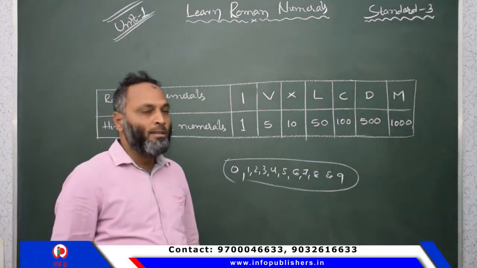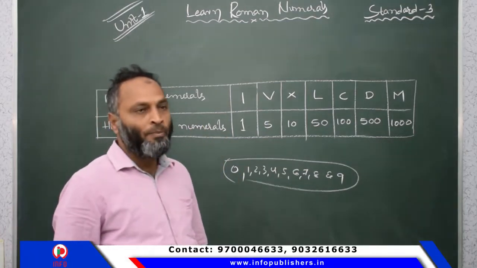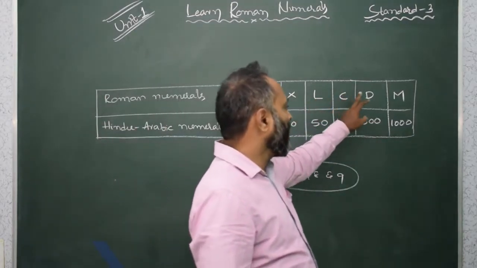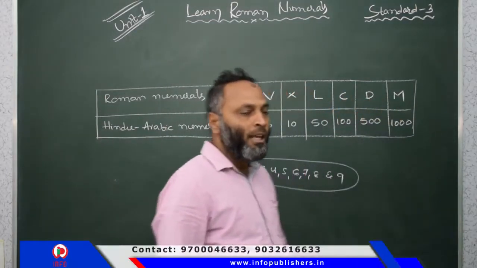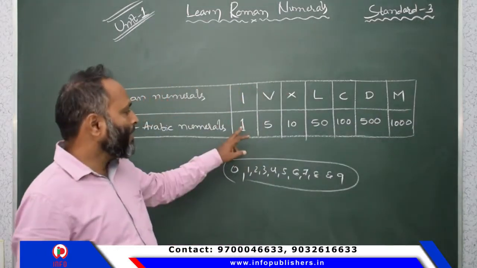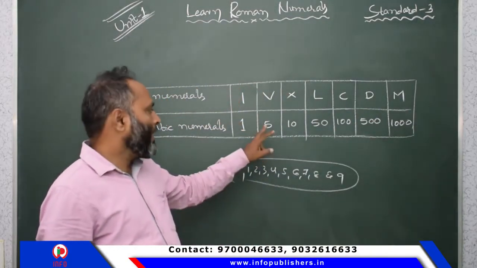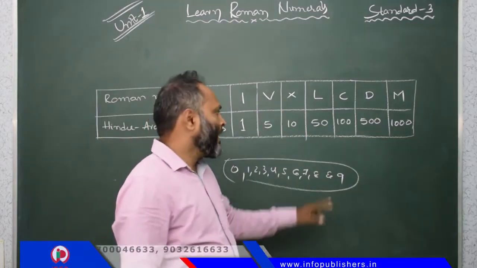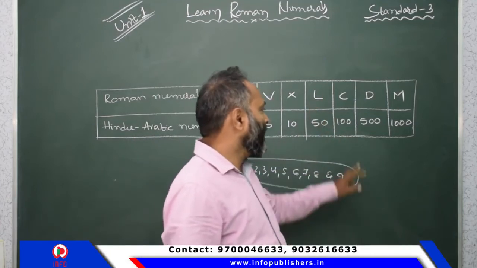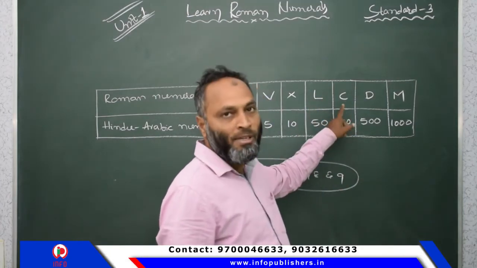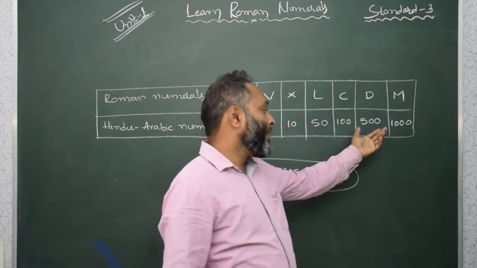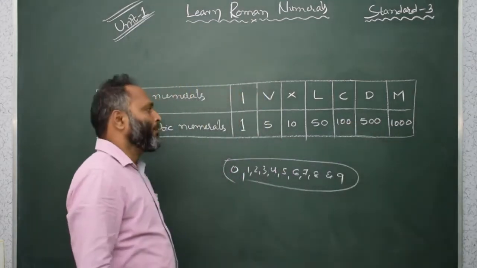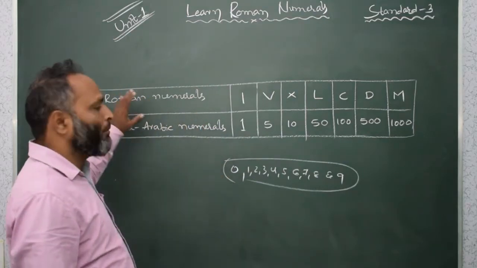In Roman numerals, there are 7 symbols: 1, 5, 10, 50, 100, 500 and 1000. Their representation is: 1 is represented with I, 5 with V, 10 with X, 50 with L, 100 with C, 500 with D, and 1000 with M. This is the representation in Roman numerals.